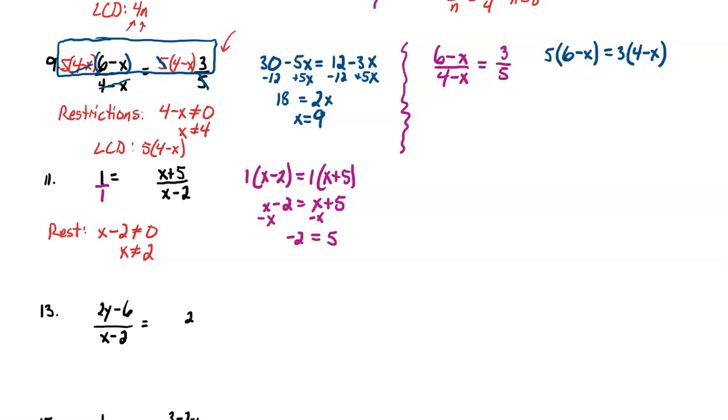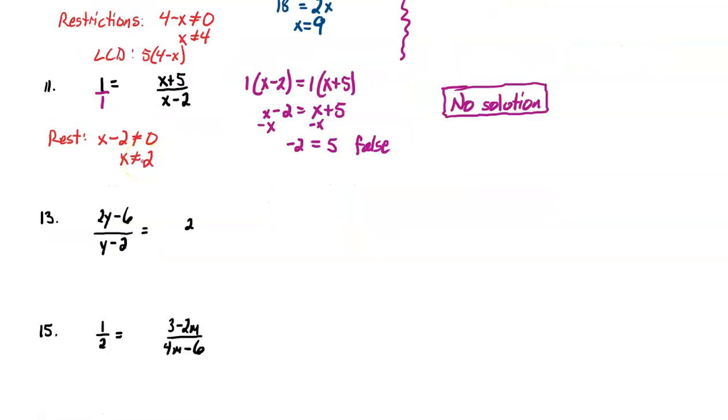This is one of those special cases where the variable has disappeared in the process of solving, and we end up getting a false statement. The conclusion is no solution. There is no value that can be used in place of the letter x that will make this a true equation.